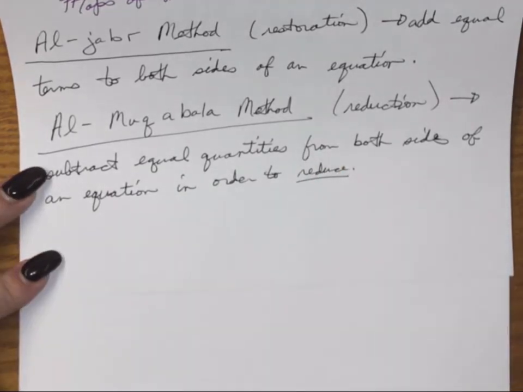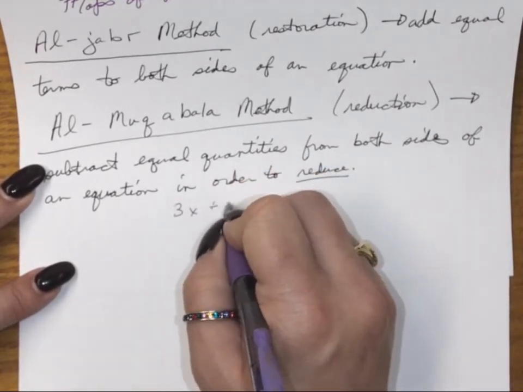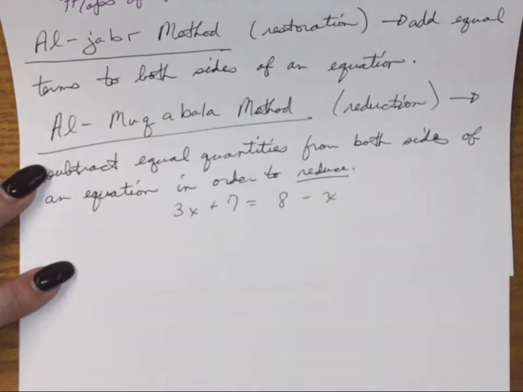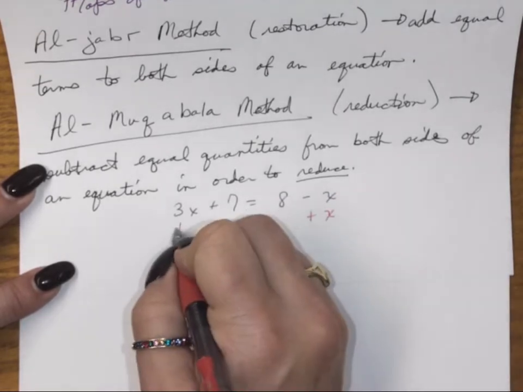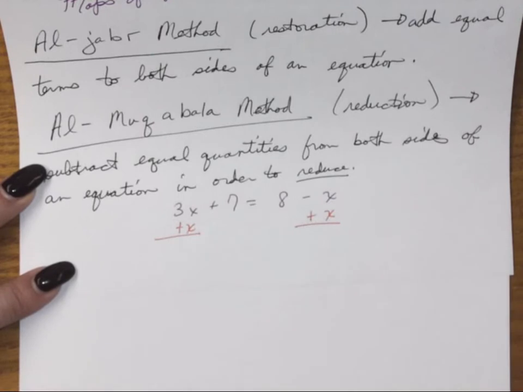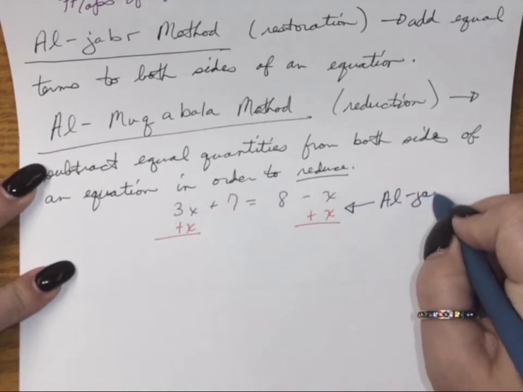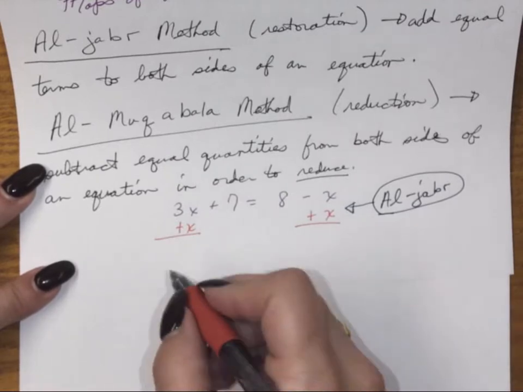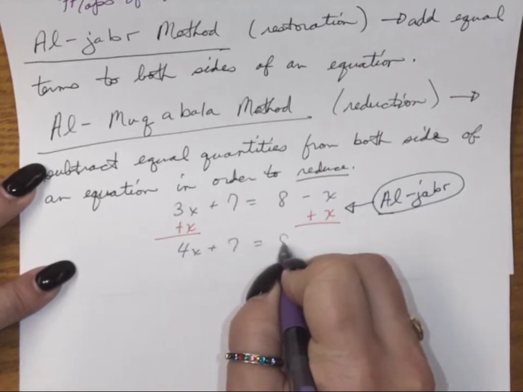Okay, so for us, this is very basic algebra. Let's say I have something like 3x plus 7 equals 8 minus x. If I wanted to get my like terms on the same side of the equation, for instance, I can add an x to both sides. The process of doing that, for purposes of Al-Khwarizmi, that method is Al-Jabr. Okay, that's what just happened there. So then we would have something like 4x plus 7 equals 8.